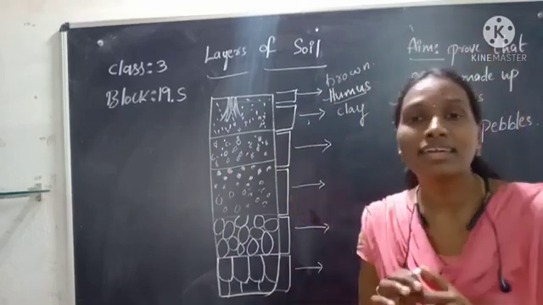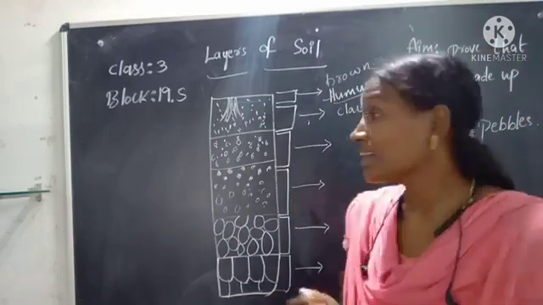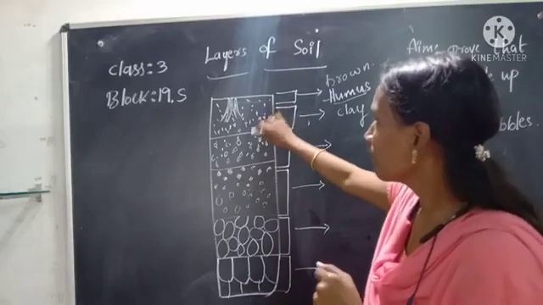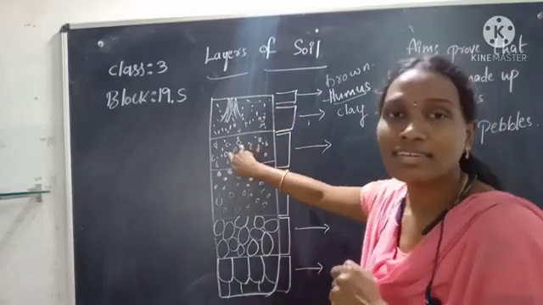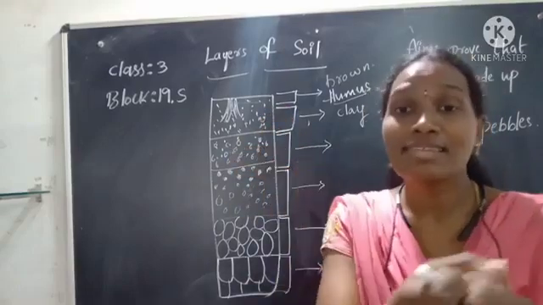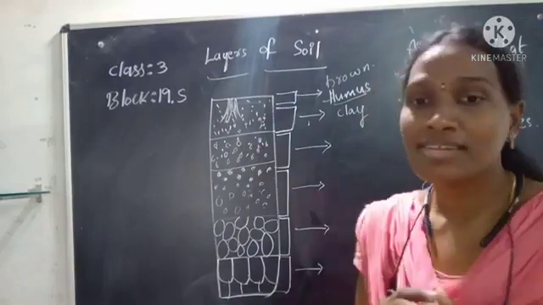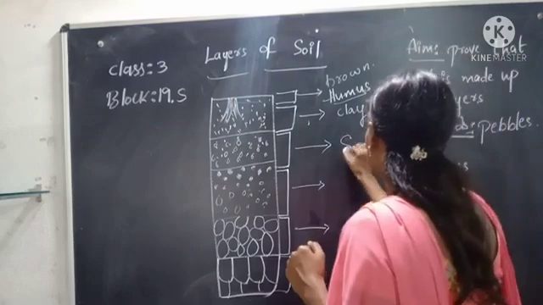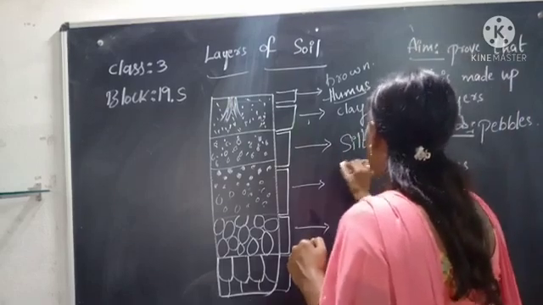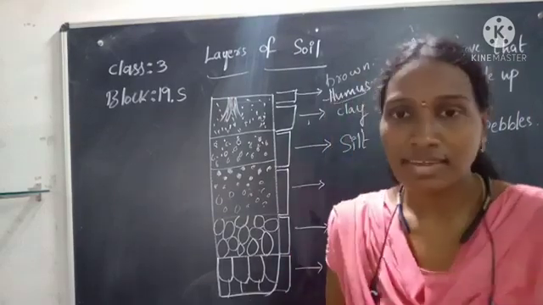Now you can see the third layer. The third layer contains bigger particles. You can compare these both. It contains slightly bigger particles, which are called silt.